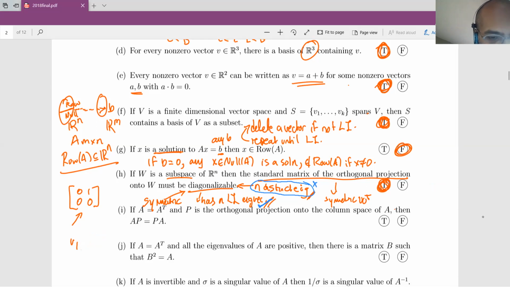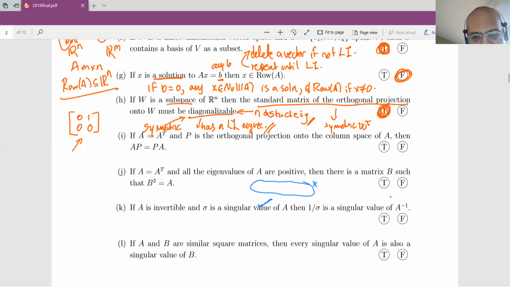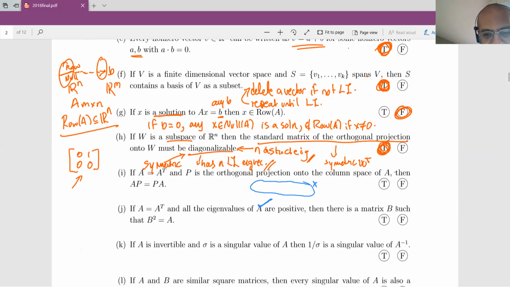If A equals A transpose, so if A is symmetric, and P is the orthogonal projection onto the column space of A, then AP equals PA. Oh my God, I can't believe I asked you this. Okay, that's a great but quite difficult question. Anybody know how to proceed with that? Could you take advantage of the fact that P times A still gives you A and then go from there?